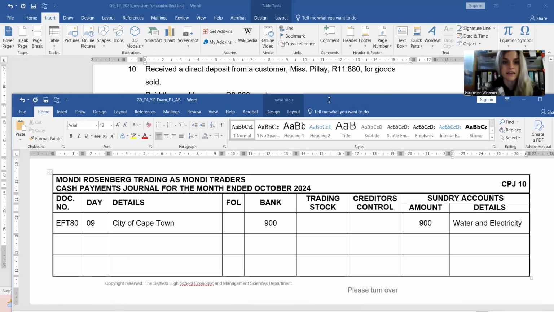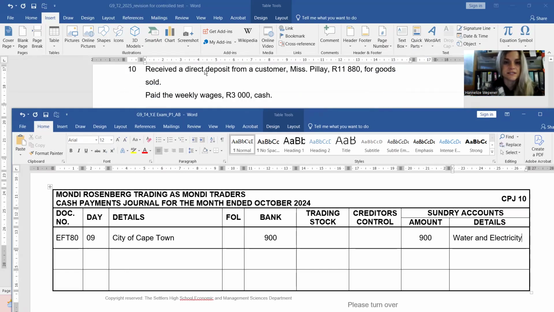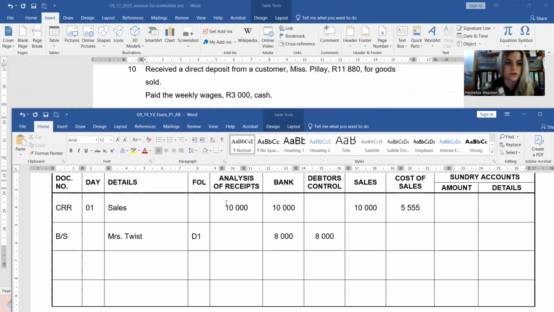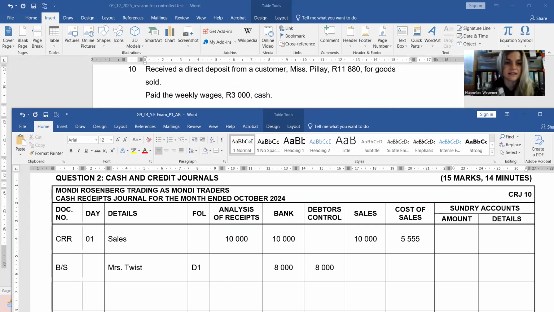Right. Then on the 10th, you received a direct deposit for goods sold. So you received money, therefore we're on the CRJ. You received this via direct deposit, so B/S. This happened on the 10th. Your bank statement will show this person's name, so that goes into details. It was a direct deposit that you received, therefore it goes directly to bank.